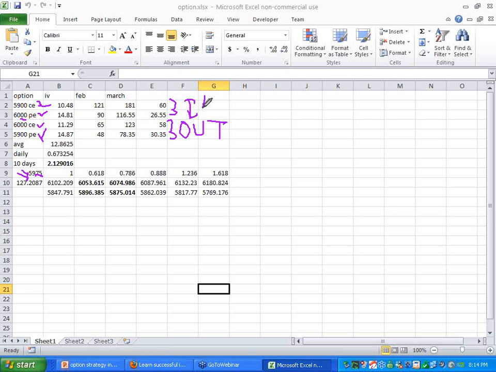Why in the money option? Because they have some intrinsic value, money value associated with that. So those options for February series are quoting at 121, 90, 65 and 48. This call option and put option I have already written here. So in this process, all these 4 different strike options have 4 different implied volatilities.